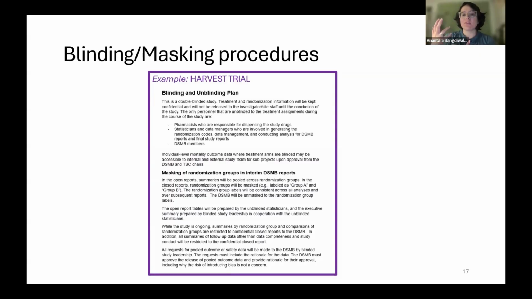And for that, in some trials, depending on the DSMB charter, the DSMB can elect to unblind themselves if it's really important based on what they're seeing in the interim report. So that brings me to the end of the unblinding or blinding masking section.